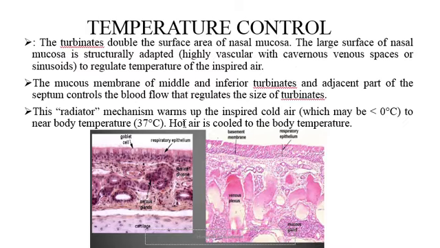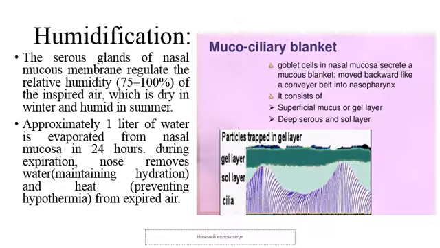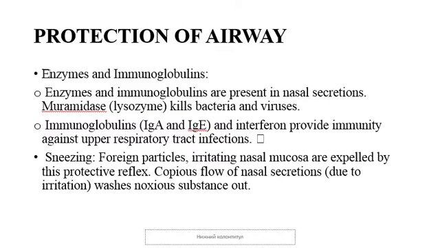The humidification function: the serous glands of the nasal mucous membrane regulate the relative humidity of the inspired air, which is dry in winter and humid in summer. The protection of the airway: this function acts with the enzymes and the immunoglobulins. Enzymes and immunoglobulins are present in nasal secretion, and with interferon provide immunity against upper respiratory tract infections.